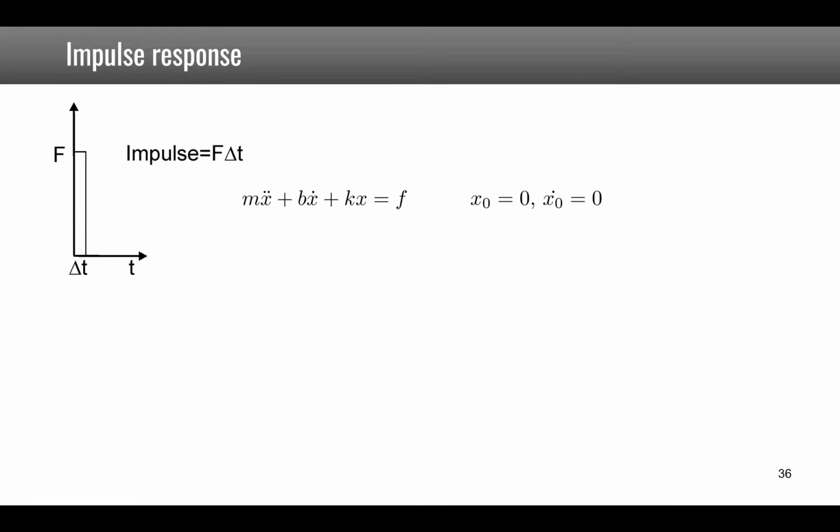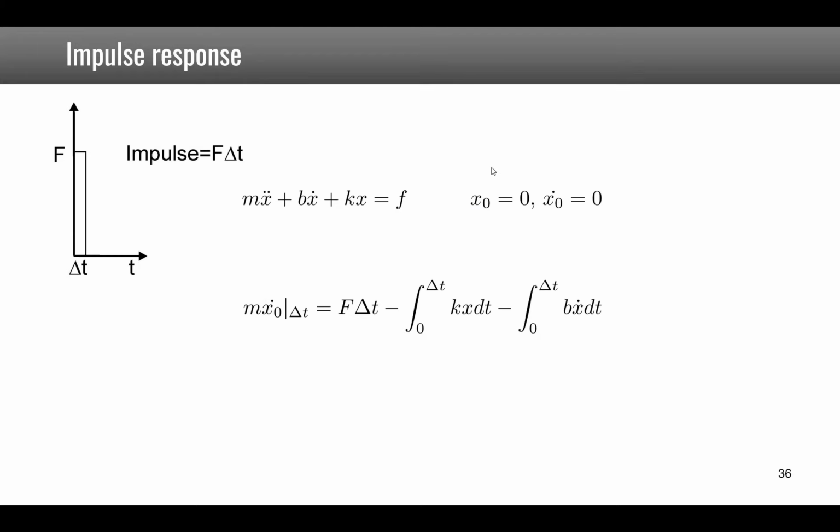Now that we have looked at free response, we're going to look at forced responses, and the first one is a very typical one called impulse response. An impulse response is the response to a very short force applied to the system. So we consider here a force F that is applied to the system for a very short time delta t, and then no force is applied anymore. We start from a system at rest, so with zero initial displacement and zero initial velocity.